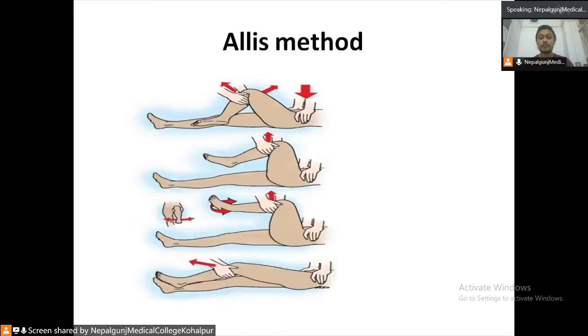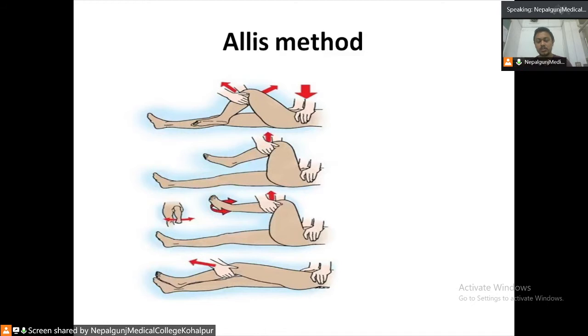So this is the Allis method. The assistant applies counter traction over the pelvis. So this is the counter traction, and the first one applies traction along the line of the deformity, and then he gradually rotates the limb. The limb is internally rotated, and he tries to do the external rotation. This is the external rotation, and then what he does is he's pulling upwards.